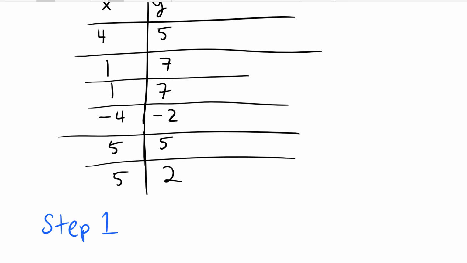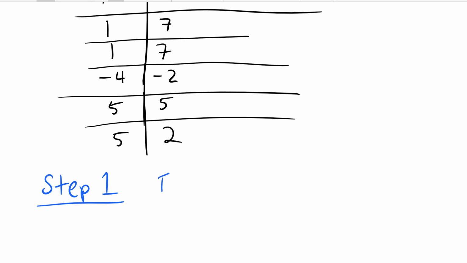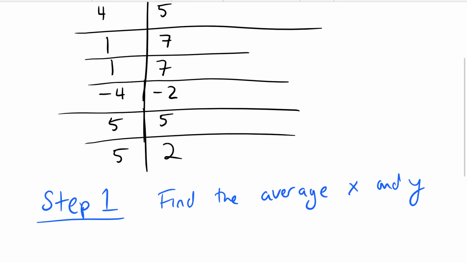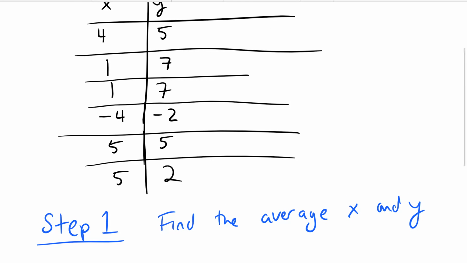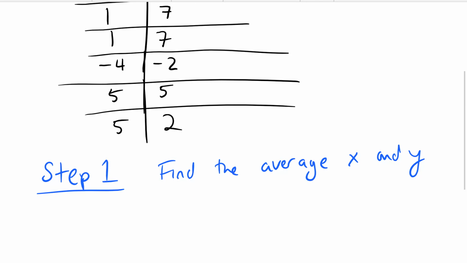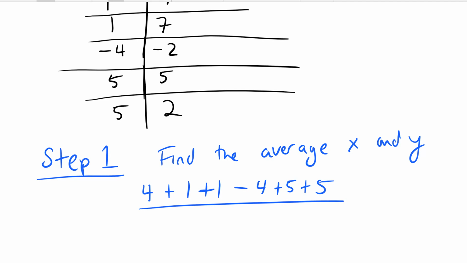The first step is to find the average of both x and y. Find them individually. Now, x is the numbers 4, 1, 1, -4, 5, 5. So what is the average of that list? Well, we add 4, 1, 1, -4, plus 5, plus 5. And how many numbers are in that list? 1, 2, 3, 4, 5, 6. So we divide by 6.